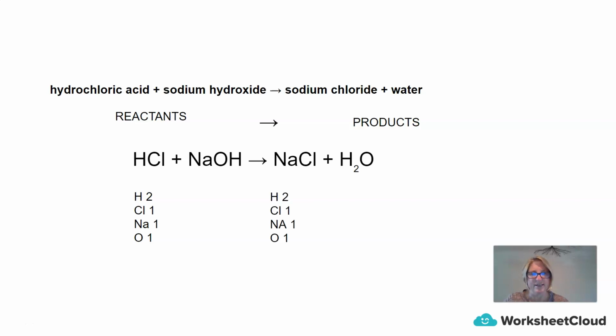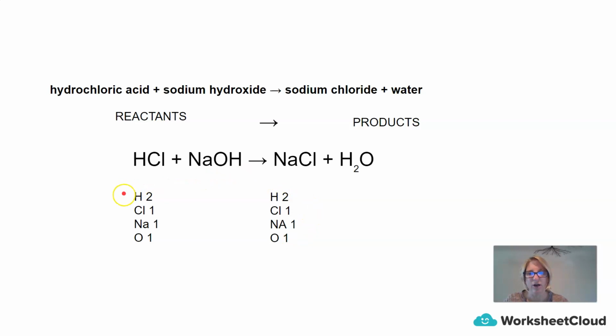Let's have a look at our atoms that make up our products. We have hydrogen, chlorine, sodium, and oxygen. We have 2 atoms of hydrogen, 1 atom of chlorine, 1 atom of sodium, and 1 atom of oxygen.